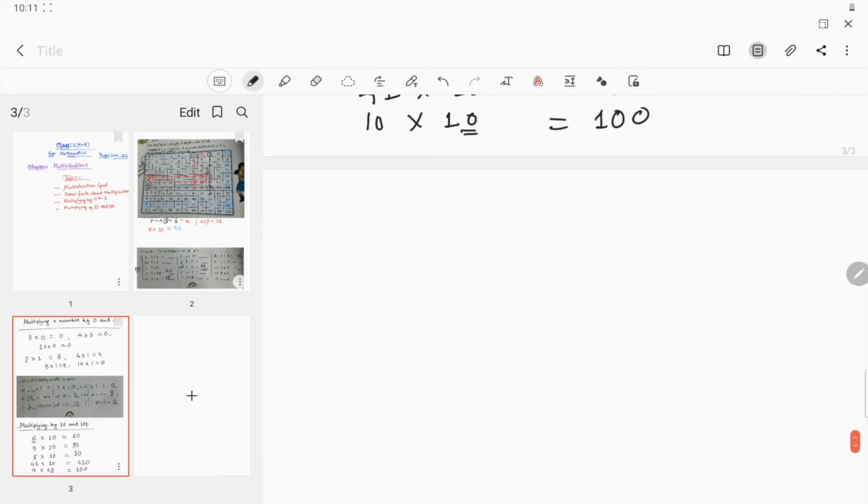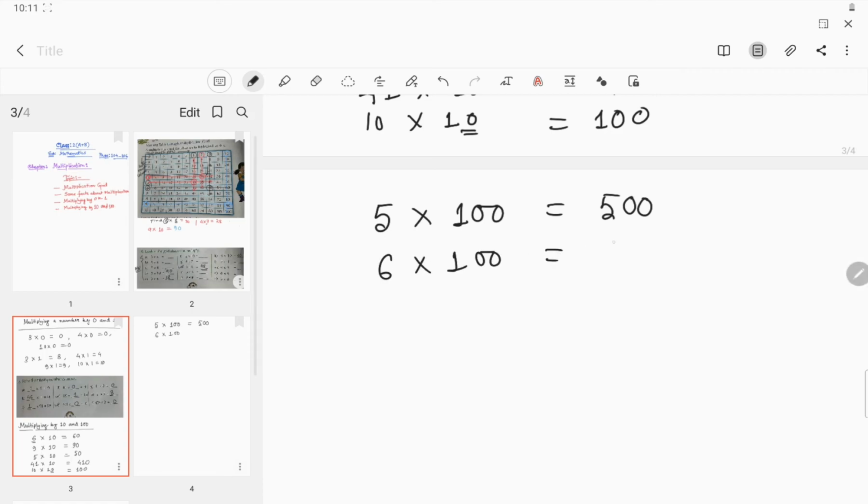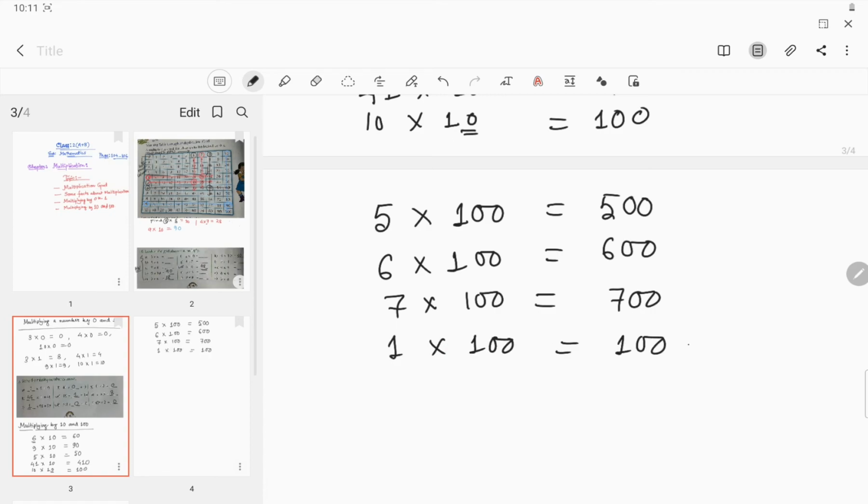Now when you multiply any number by 100, you have to put two zeros at the end of the number to get the product. Suppose 5 into 100, that means write down 5 and add two zeros at the end of the number. So this is our required result. So 5 cross 100 or 5 times 100 equal to 500. Similarly, 6 cross 100, 600. 7 cross 100, 700. 1 cross 100, obviously 100. 10 cross 100, so 10 and two zeros at the end. So this is 1000. So this is a 4-digit number. Okay, all the others are 3-digit and this is a 4-digit number.